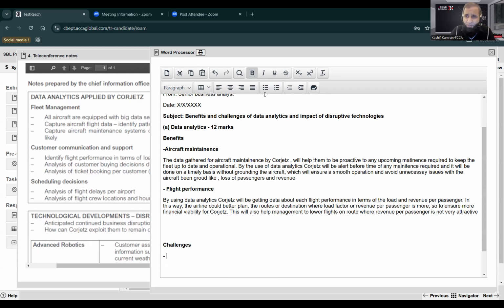The information which is being given to you in exhibit number 4 is more about how data analytics is being used by Corjets. So the way they're using it is only giving you the benefits: the benefits for fleet management, the benefits for customer communication, the benefits for scheduling decisions. But what are the general challenges which not just Corjets, rather any company would face when they are using data analytics?